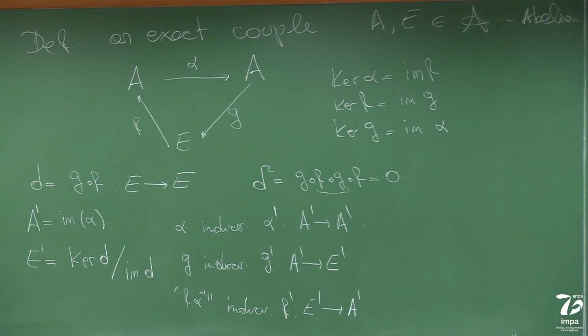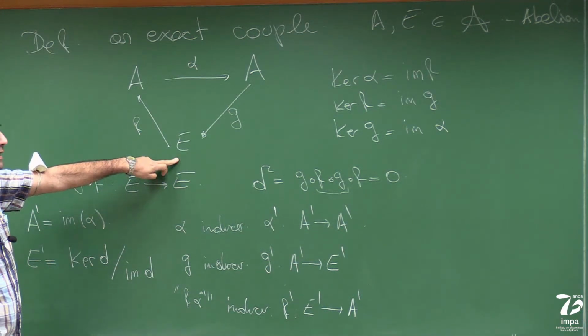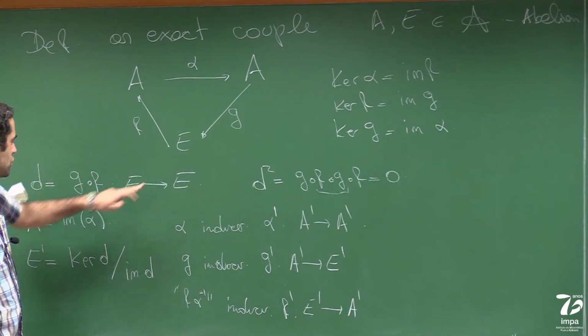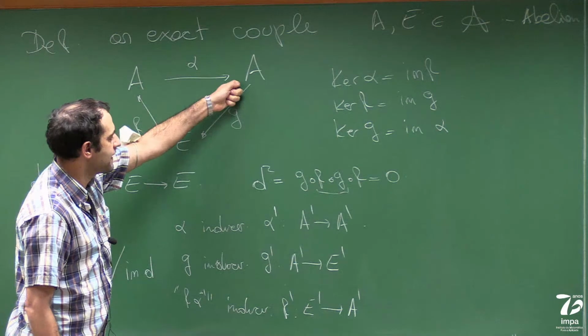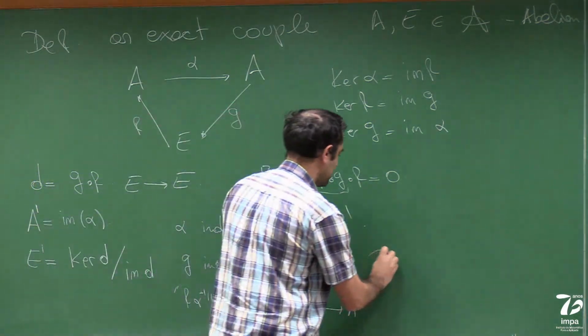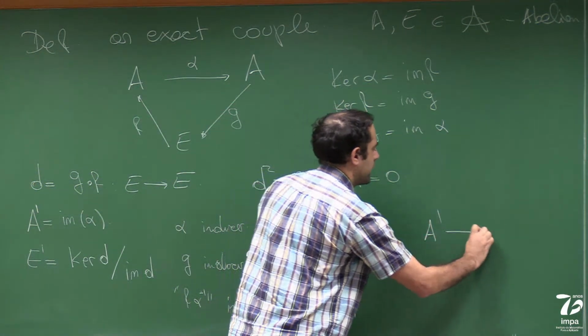So we started with an exact couple, and I constructed a differential on this E. I looked at the homology of E with that differential, and I get a new object. And I look at the image of this map alpha, and I get a new object A, and I've gotten a new exact couple.